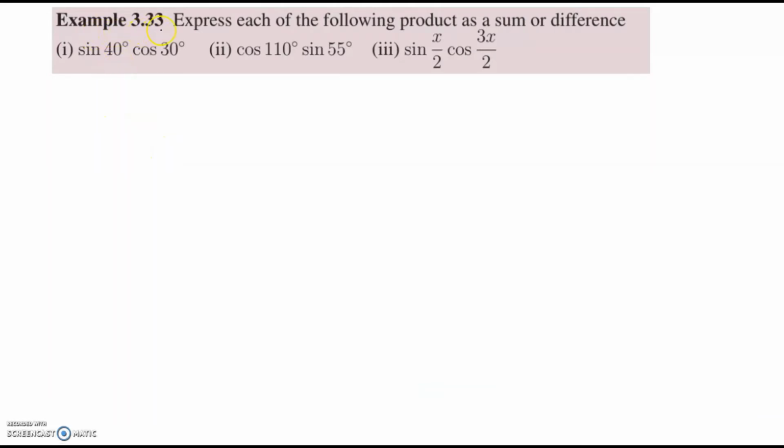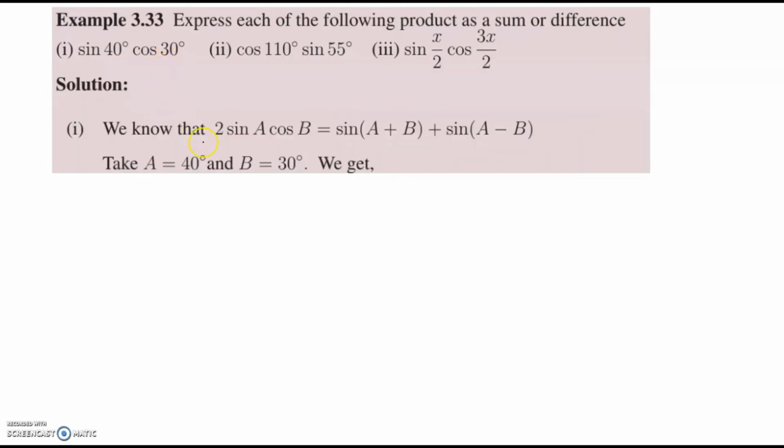Example 3.33. Express each of the following products as a sum or difference. First question is sine 40 and cos 30. So, we know that 2 sine A cos B is equal to sine(A plus B) plus sine(A minus B). So, let's take here our A as 40 and our B as 30 and replace in this formula.